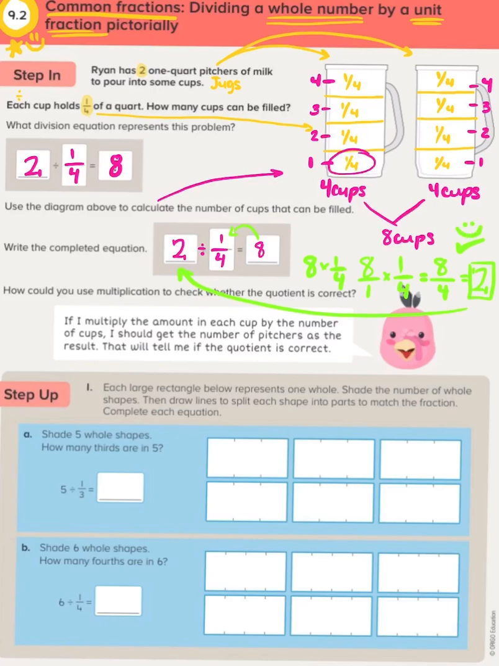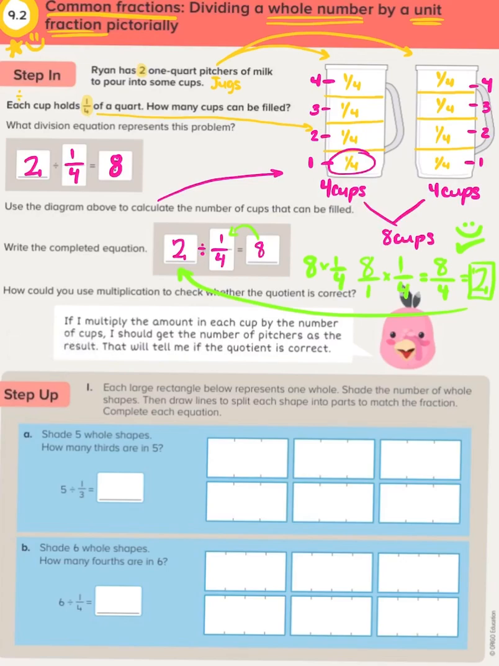Okay? Now, I'm going to go ahead and try this step up with you. And then I'll do both step ups. And I'll do one example from the 2nd page. And hopefully after that, you guys will be able to do the rest of the 2nd page by yourself. Okay? So let's look at this first step up.